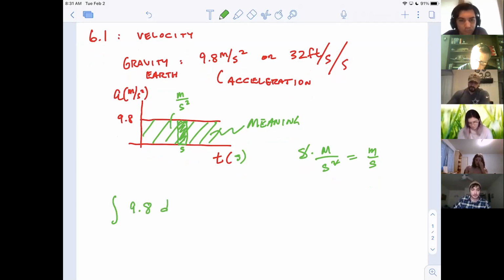Let's go dt. We don't need to use x's. You should be able to take the integral of that. You get 9.8 t. And what's very important that's missing, that is actually going to be really important for the first time today?